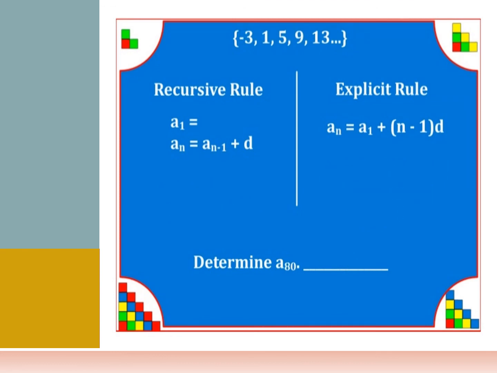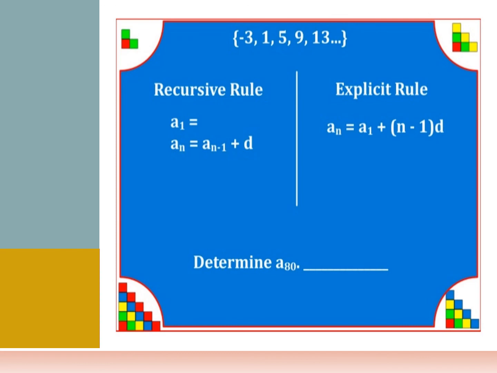For this sequence minus 3, 1, 5, 9. If you see, 9 minus 5 is 4, 5 minus 1 is 4, so the value of d is 4. Now for the recursive rule, a1 is the initial term, minus 3, so an equals an minus 1 plus 4 for the recursive rule.